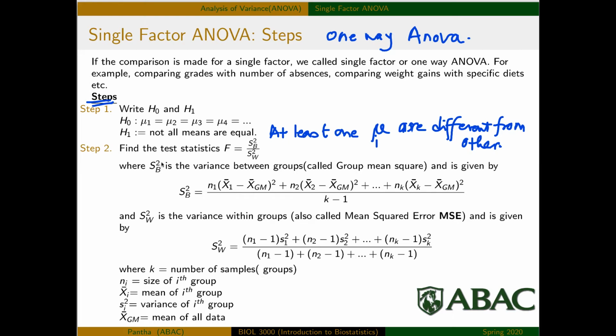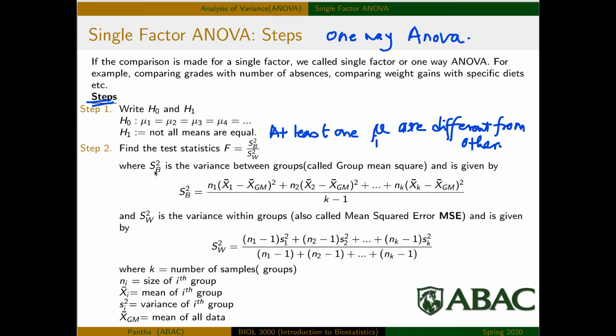And to find out, step 2 is find the test statistic or test value. This is the formula we use. We use S squared B, meaning the variance of the between groups, divided by S squared W, the variance of the within groups. So between groups variance divided by the within groups variance. So what does that mean? How do we find the between groups and within groups variances? That's what we discuss here.